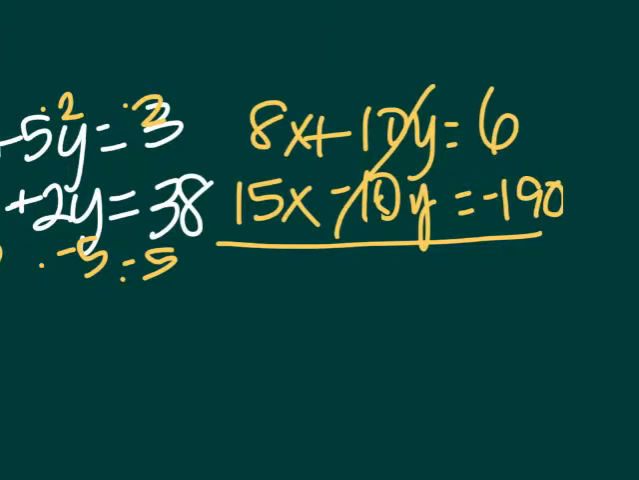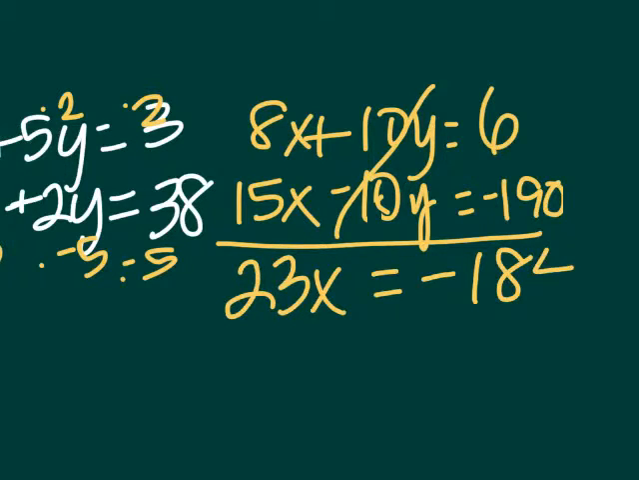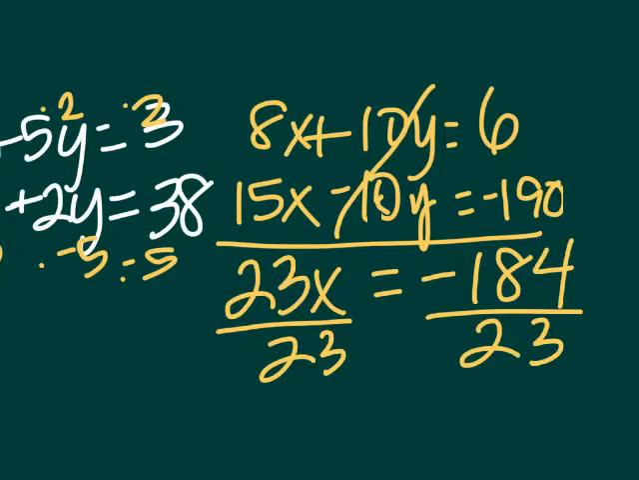All right, so now let's add that up. What's 8 plus 15? 8 plus 15 is 24. Oh, what? She meant to say 23, of course. X equals, what's 6 minus 190? Negative 184. Okay, good. And then you need to do what to solve for X? Divide, of course, by 23. And your answer is positive or negative? It would be negative, miss. Negative 8.